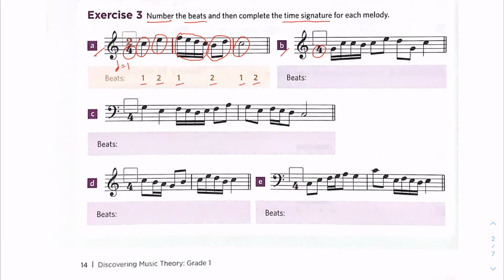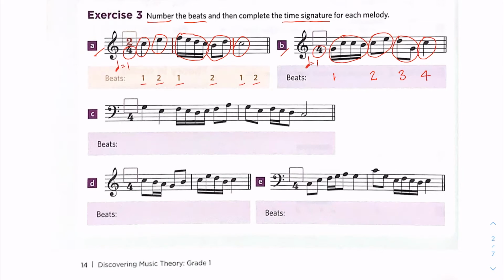We always have 4 in grade 1, so the crotchet is always the unit of 1 beat. We have 4 semiquavers here. 4 semiquavers make 1 crotchet beat, so this is beat 1. Then we have 2 quavers. 2 quavers make 1 crotchet beat, so that's beat 2. Next, we have 2 quavers again, which is 1 crotchet beat, and that's beat 3. Finally, we have 1 crotchet, which is the 4th beat.